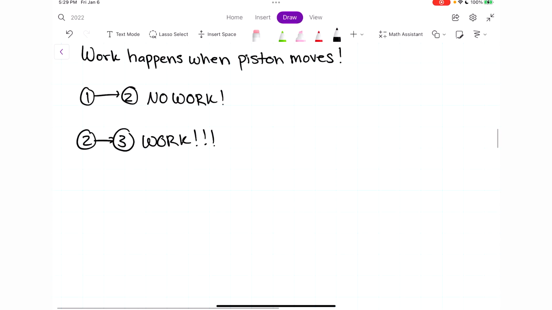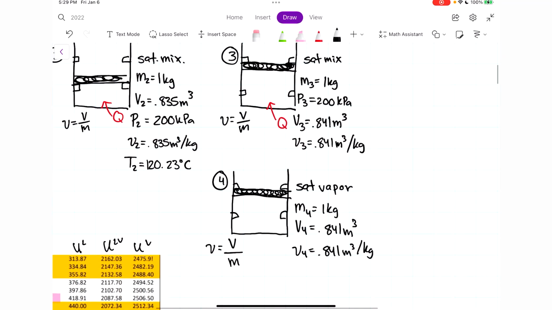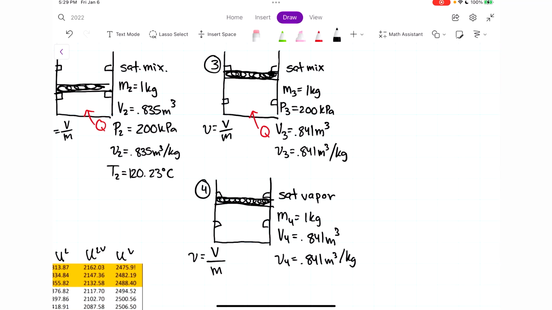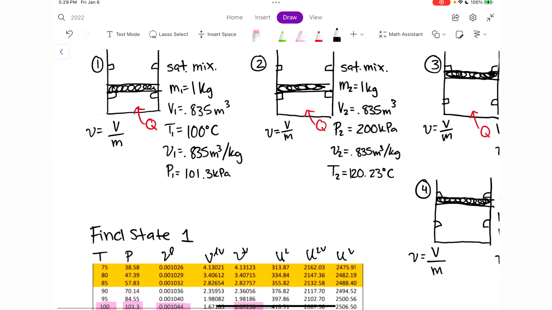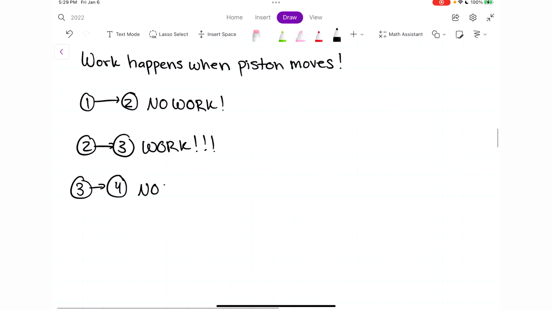Now let's go ahead and check out from state 3 to state 4. Did the piston move? No. Some heat was added, right? However, just because heat was added does not mean that there is work. Heat was added, but the piston did not move from state 3 to state 4. It's still on the top set of stops. So no work from state 3 to state 4. Alright.